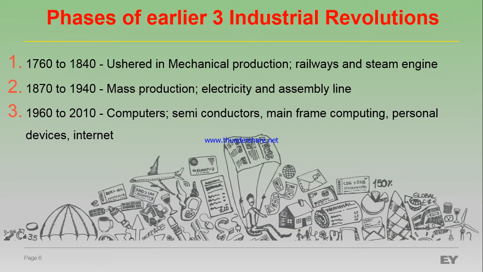Now we will discuss a little bit how the phases of Industry 1.0 to Industry 4.0 have taken place. That is, the year in which what happened, starting from mechanical production and the steam engine, to mass production, electricity and assembly line, and even automation started in Industry 2.0, and then computers, semiconductors, mainframe computing, personal devices, the internet, etc. have taken place.